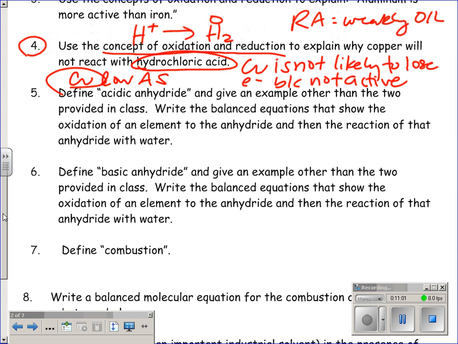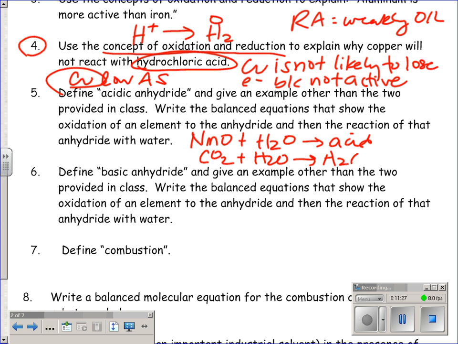Acidic anhydride, give me, Jordan, give me an example. Well, we did a lot of examples, but give me one good one. Like the definition and an example. It's acidic oxide, which is like a non-metal oxide, which dissolves in water to form an acid. Okay, so that's one that we commonly use in class.